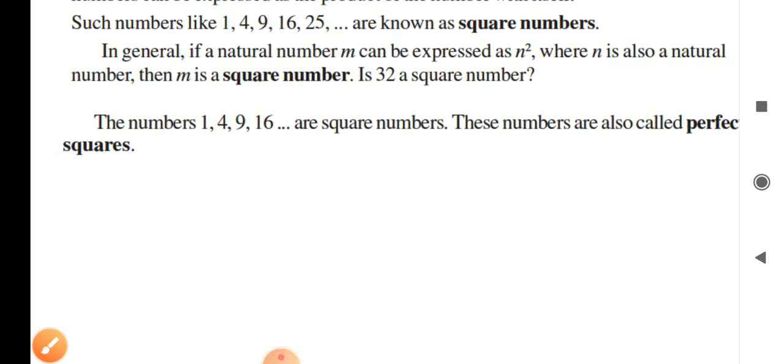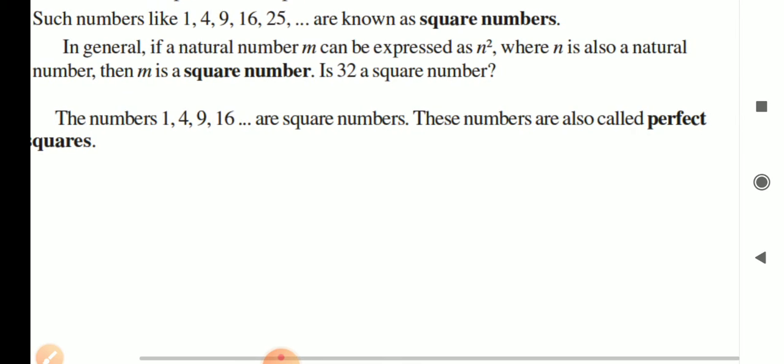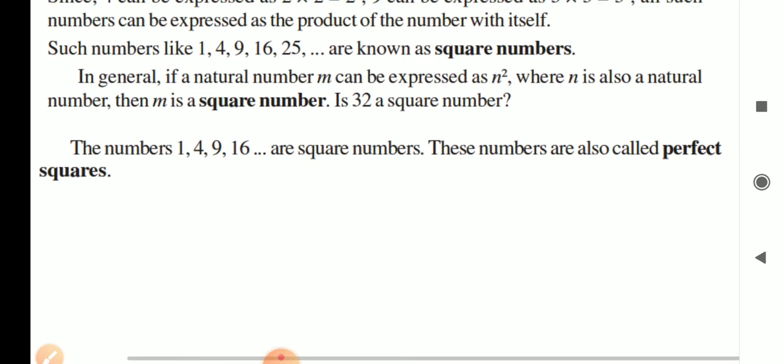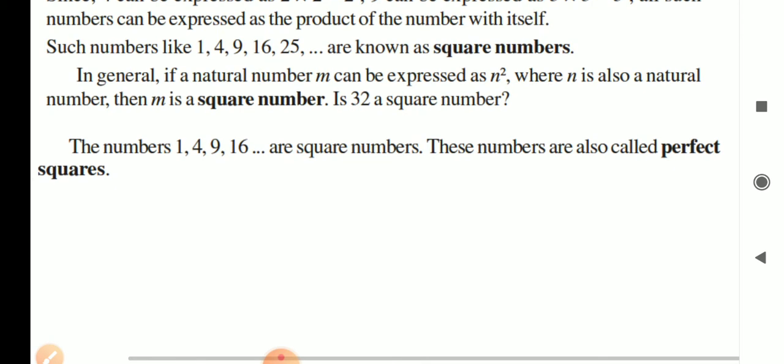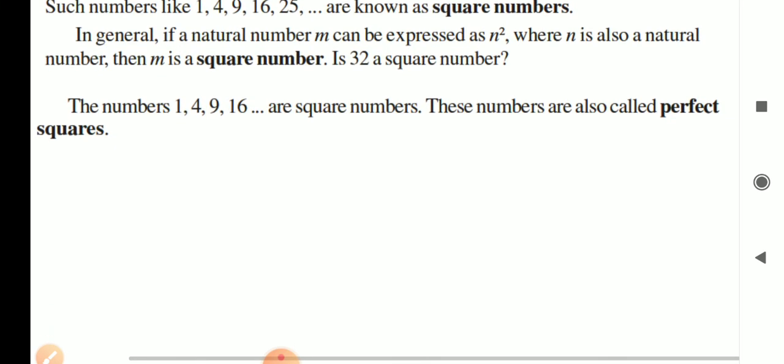Now, the numbers 1, 4, 9, 16 are square numbers. These numbers are also called perfect squares. So a perfect square number can also be expressed as the product of the number with itself.